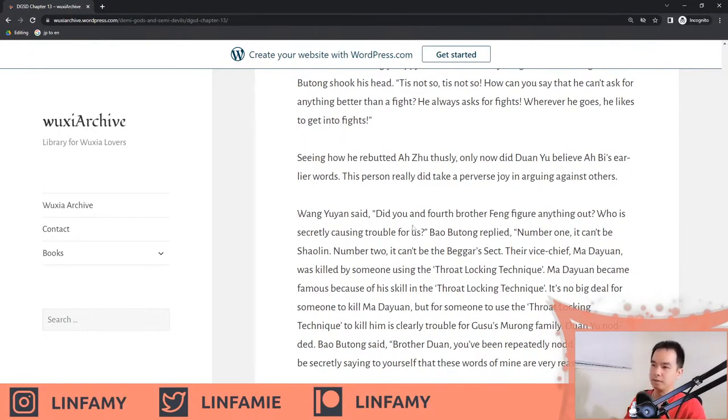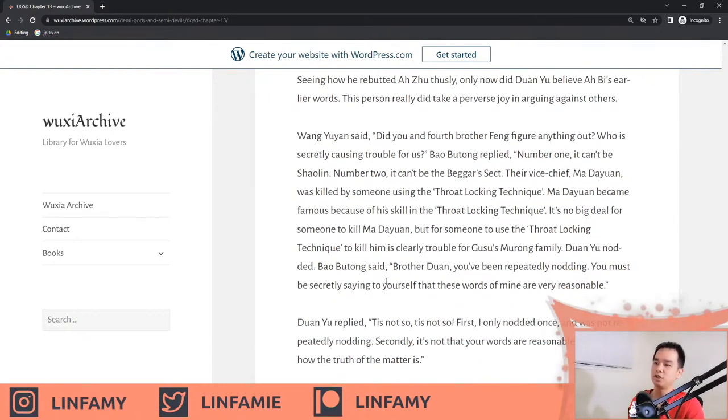Wang Yuyan said, "Did you and fourth brother Feng figure anything out? Who is secretly causing trouble for us?" Bao Butong replied, "Number one, it can't be Shaolin. Number two, it can't be the Beggars sect. Their vice chief, Ma Da Yuan, was killed by someone using the throat locking technique. Ma Da Yuan became famous because of his skill in the throat locking technique. It's no big deal for someone to kill Ma Da Yuan, but for someone to use the throat locking technique to kill him is clearly trouble for Gusu's Murong family." Duan Yu nodded.